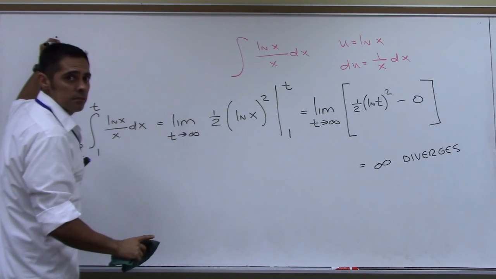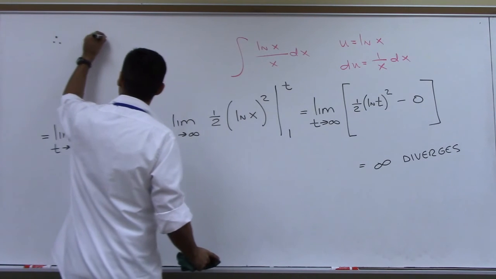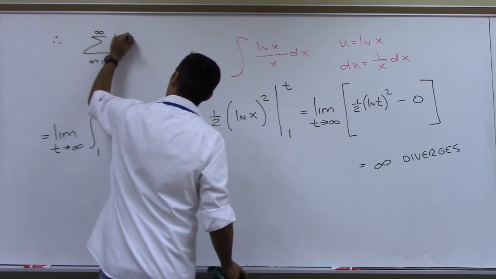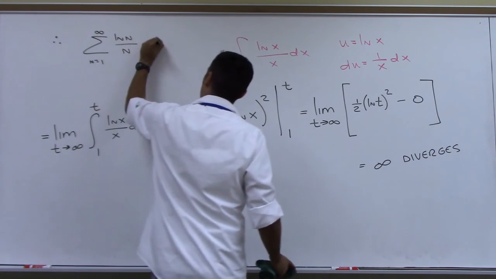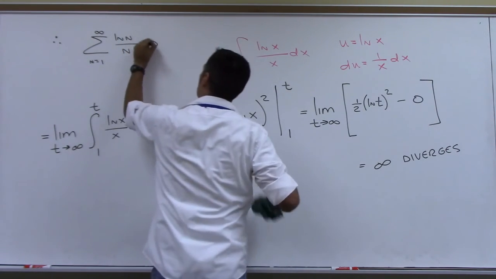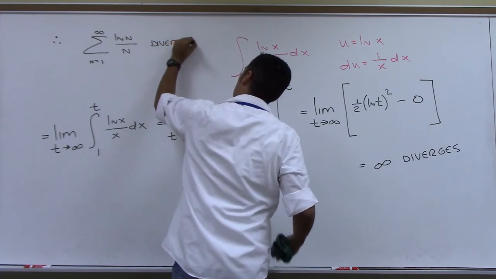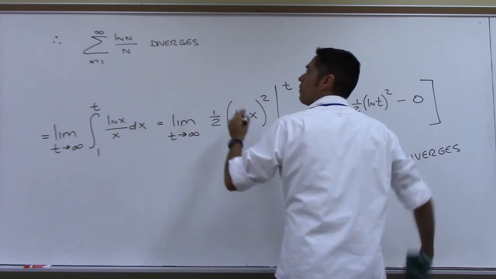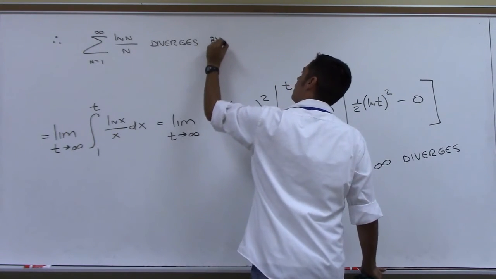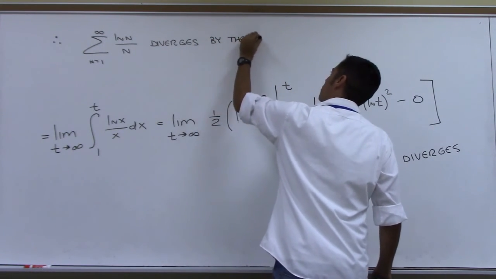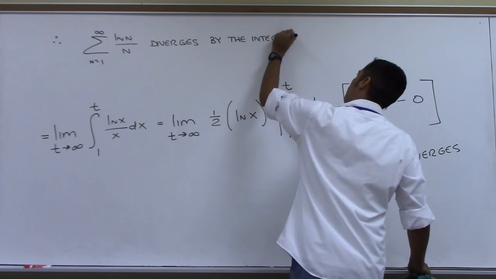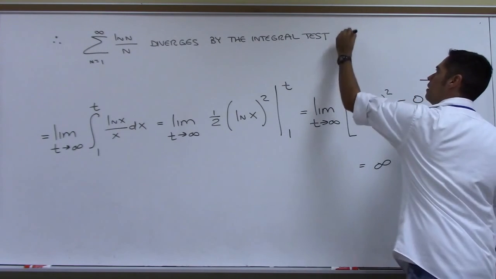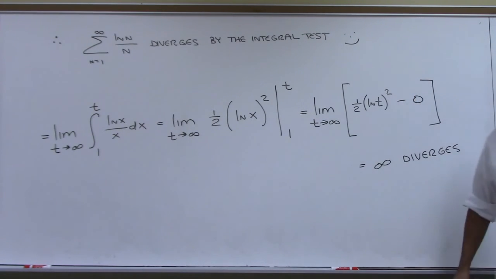Therefore, the series n equals 1 to infinity, natural log n over n diverges by the integral test. There, little happy face at the end.